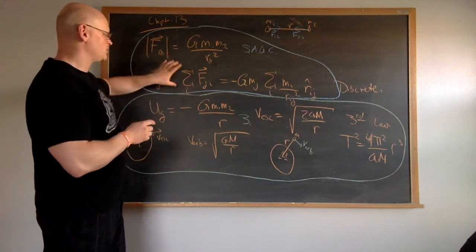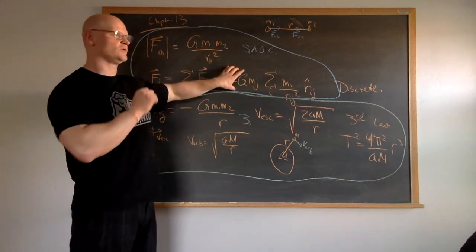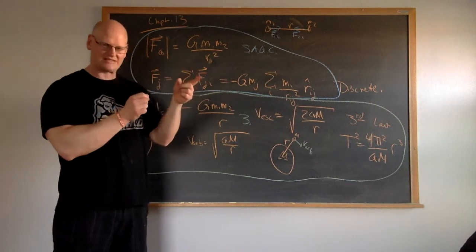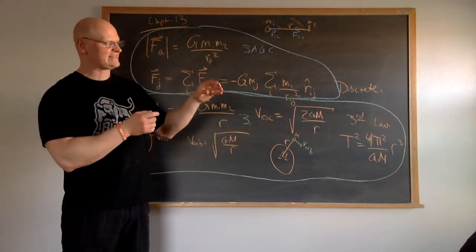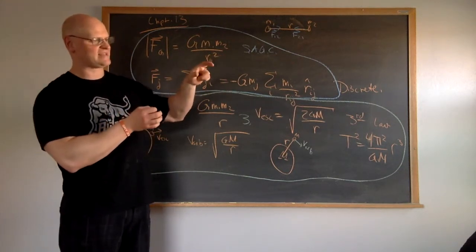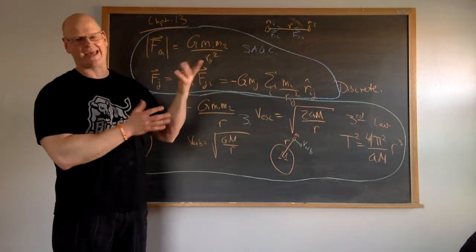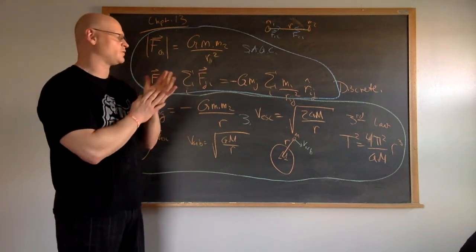Now, when it comes to the superposition, what you're looking for are any types of symmetries. So definitely look for masses that have the same amount of mass at the same distance, because those forces are going to cancel with each other. So there's not going to be any net force for those things.